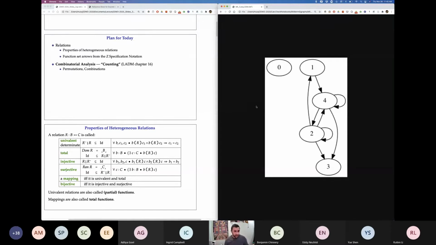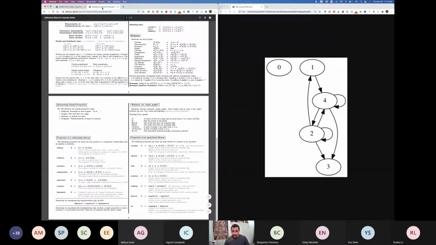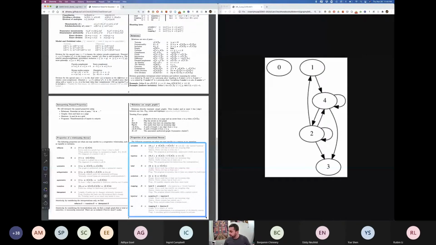Luis, yes, that's a good idea. That's why we already have this down here, Luis, on how to read them. So we've already done this last week on how to read these things. That's fantastic. This graph right here is not total because 3 doesn't go anywhere, right? 0 also doesn't go anywhere. So it's not total because of these 2 reasons.